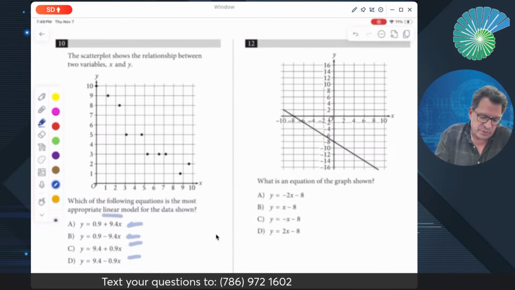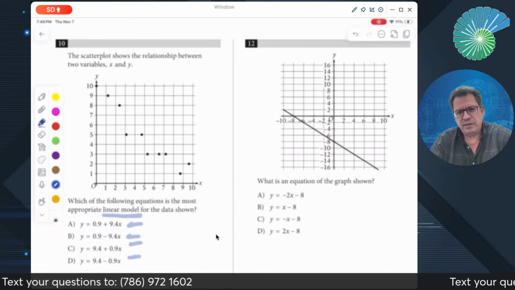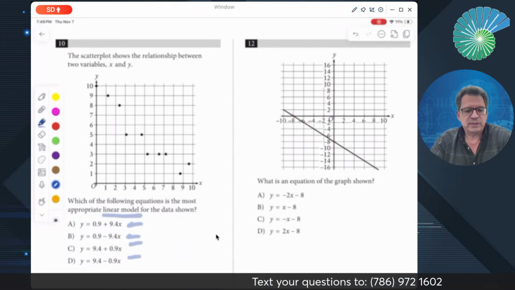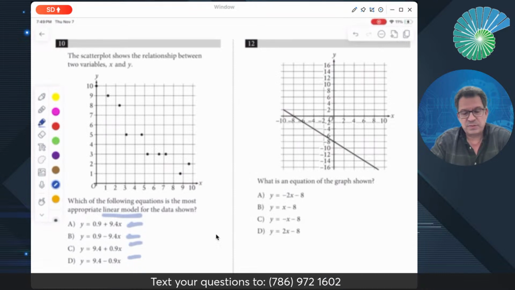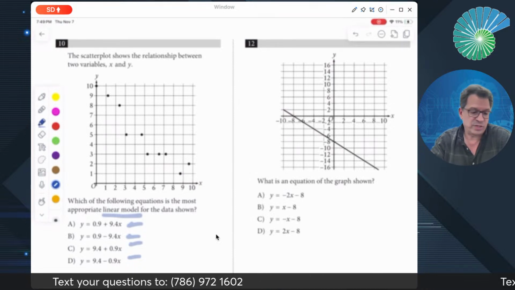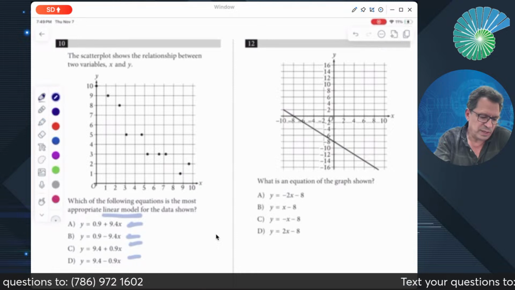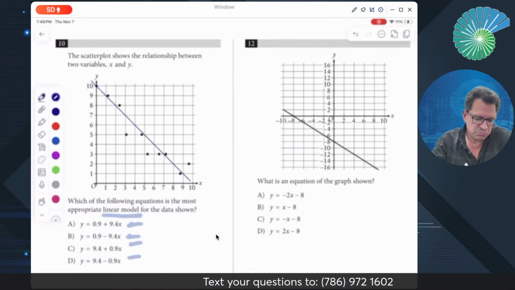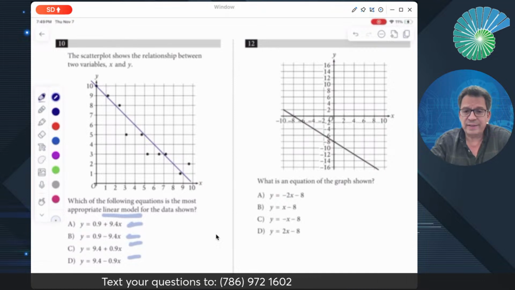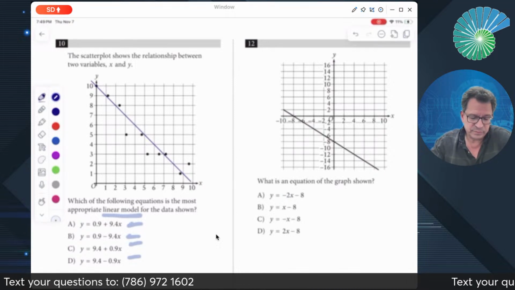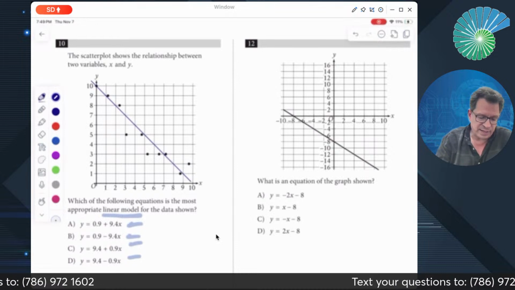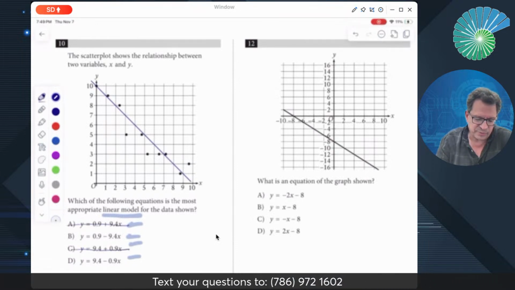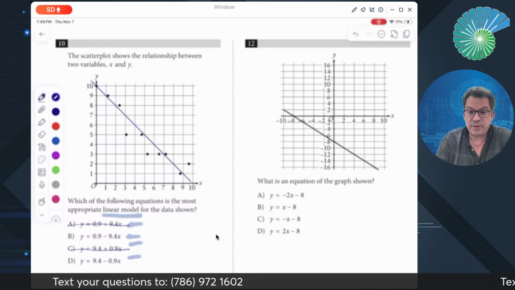When they say linear model, they mean the line of regression. Sometimes we call it the line of best fit. Sometimes it's called the prediction line. And if I draw an approximate line here through these points, I realize that the slope of that line is negative. Well, if the slope of the line is negative, that is not possible, because those lines have positive slopes.